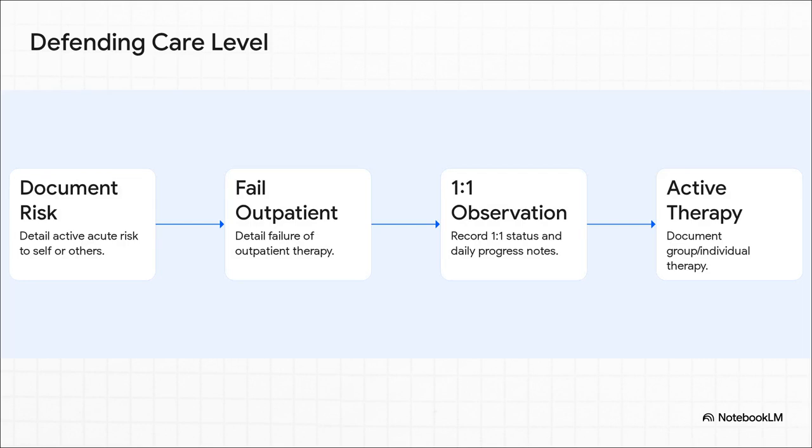You see, commercial auditors absolutely love to push for outpatient step-down denials. It's almost like a game of tug-of-war. To defend your claim, your documentation has to build a sequential fortress. First, you must prove the active acute risk to self or others. Second, detail exactly how outpatient therapy failed. Third, securely record one-to-one observation statuses and ensure daily psychiatric progress notes are locked in. And finally, actively document the group or individual therapies and psychotropic medication adjustments taking place.